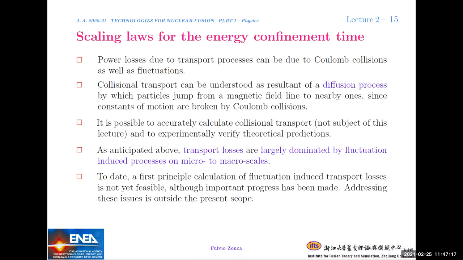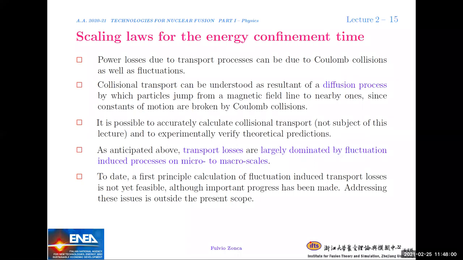Collisional transport is essentially connected with the fact that whenever you have a Coulomb collision, and you see how important Coulomb collisions are, there is an exchange of momentum and energy between the particles. This is actually what we computed very carefully. It means that energy and momentum, both in the transverse direction with respect to the magnetic field and in the parallel direction, can change. When this changes, the particles can jump from one magnetic field line to nearby ones.